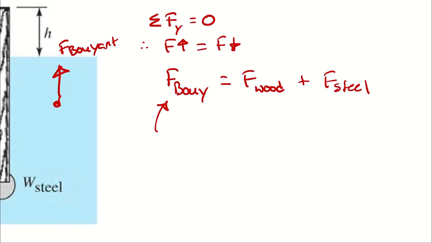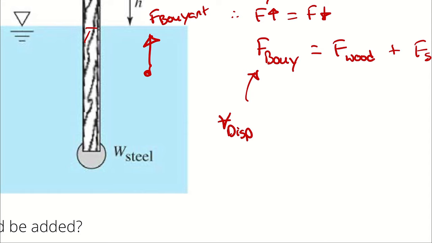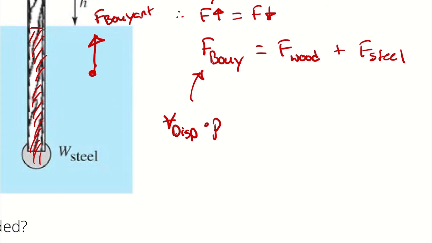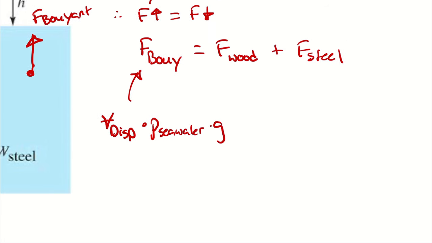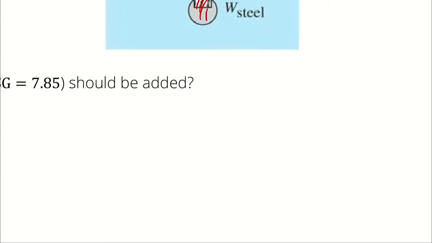The buoyant force is going to be equal to the weight of the water displaced by the buoy, as per Archimedes' principle. And I would describe that as the volume displaced, that is, the volume of water displaced by the buoy, multiplied by the density of seawater, multiplied by gravity. The weight of the wood I can describe as the volume of the wood in the buoy, multiplied by the density of maple, multiplied by gravity. And the weight of steel, I could rewrite in terms of the volume of the steel, multiplied by the density of steel, multiplied by gravity, but I don't need to, because what I'm looking for is the actual weight of the steel. So all I have to do is some algebra here.